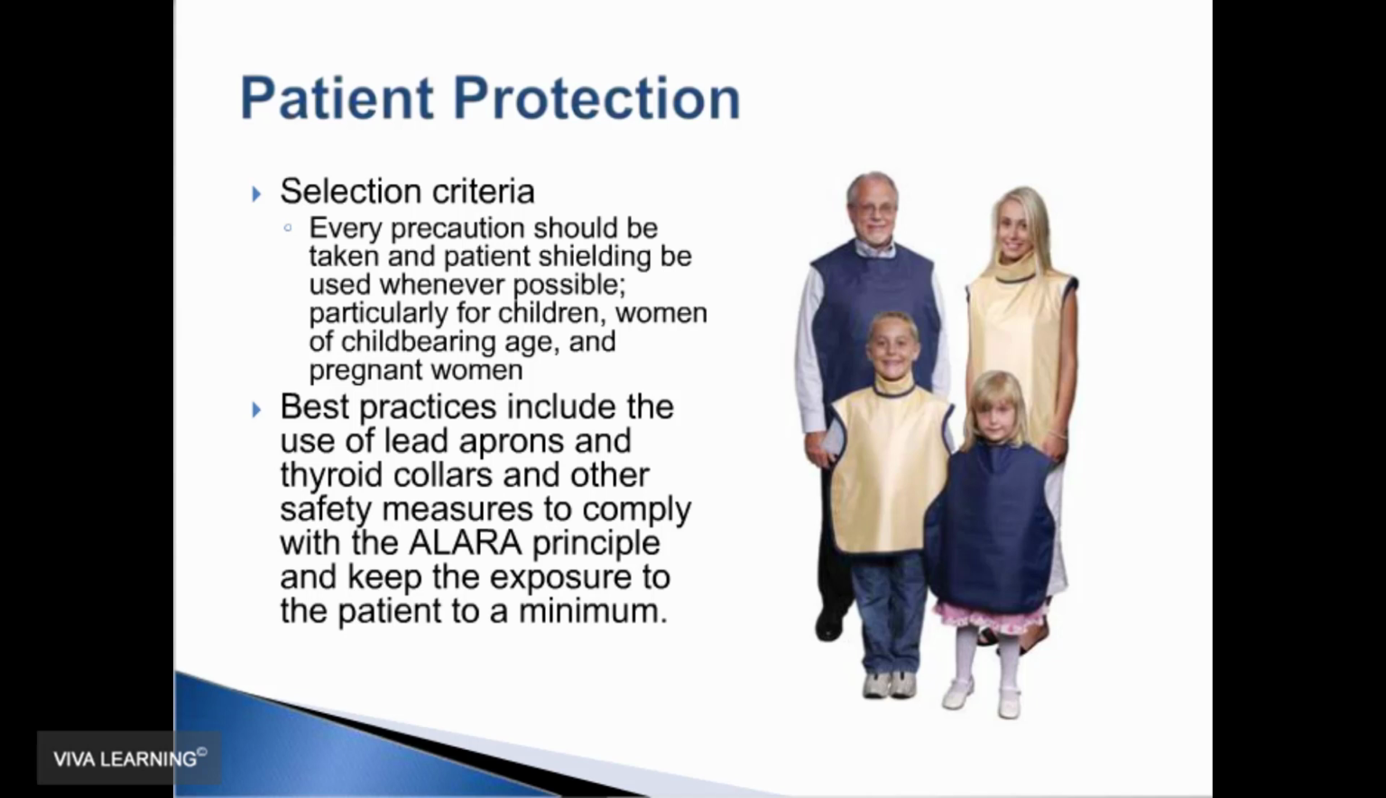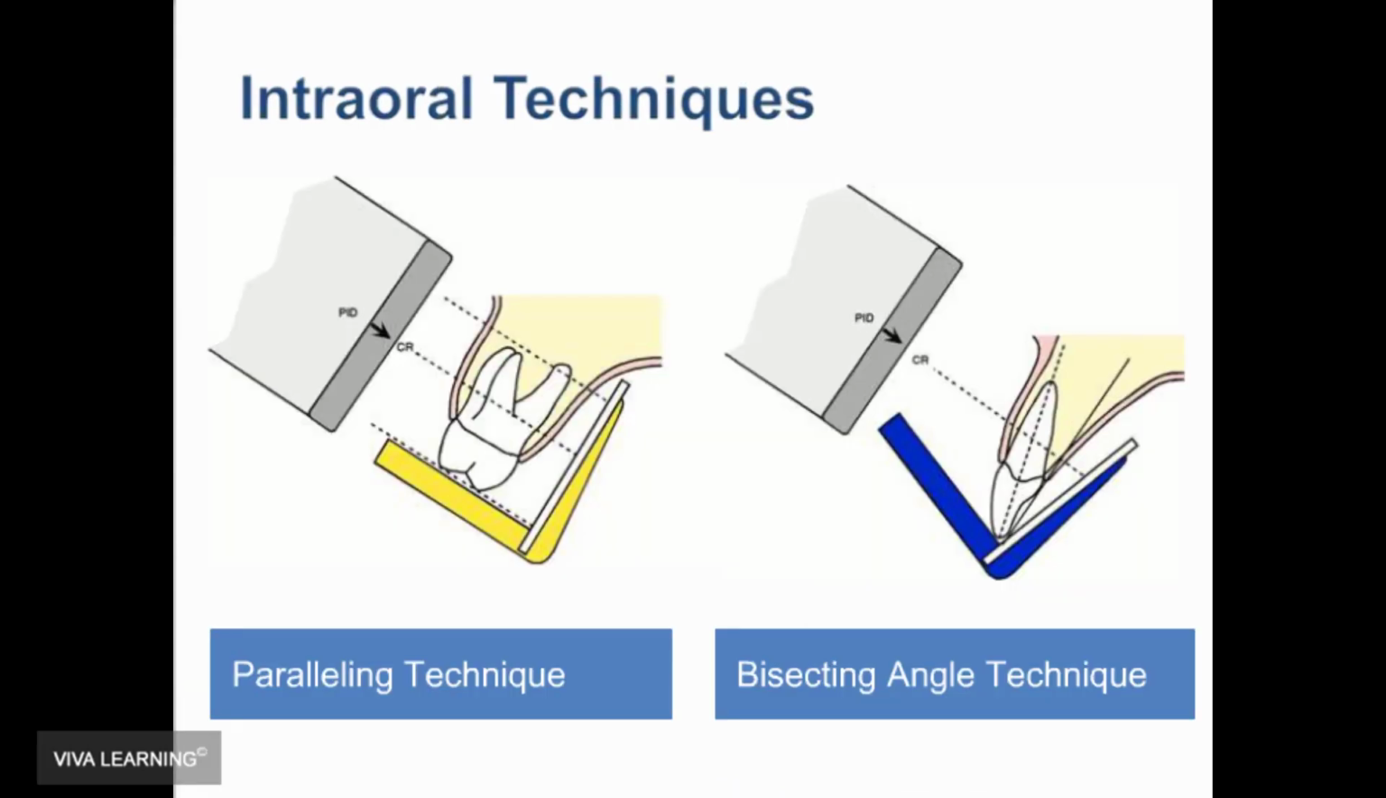Radiation protection measures are recommended by the selection criteria guidelines, and would include coverage particularly for children, women of childbearing age, and pregnant women if a radiograph is indicated for a pregnant person or individual. Best practices consider that lead aprons and thyroid collars be used on all patients. This is one primary way we can keep the dose as low as reasonably achievable for the patient.